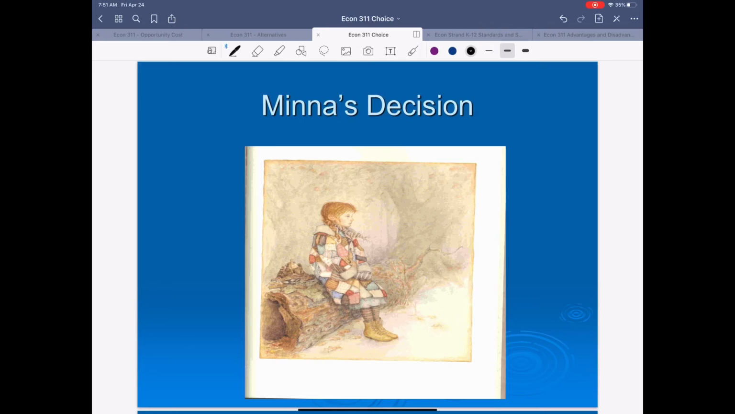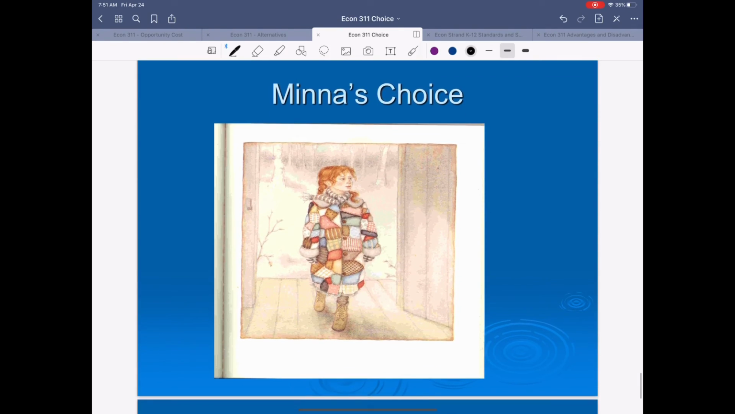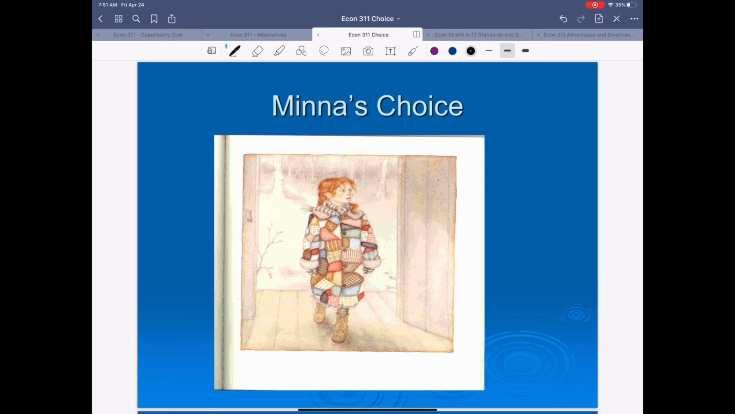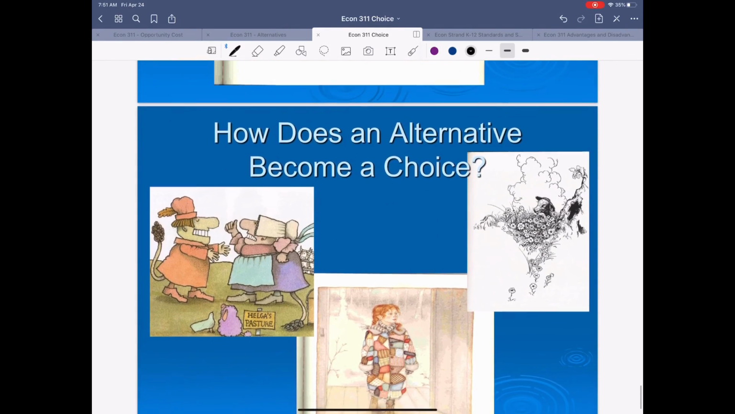Minna's decision: we can go back to The Rag Coat to again identify the decisions made by Minna in the face of obstacles and alternatives and advantages and disadvantages. She makes a decision in her story as well, particularly the one where she goes to school and then she leaves school and is deciding what to do after she's sitting on the log and she's trying to decide what her next course of action should be. And so you can talk to your students about Minna's decision and what the alternatives were, and then what her choice was to return to school and face the students.